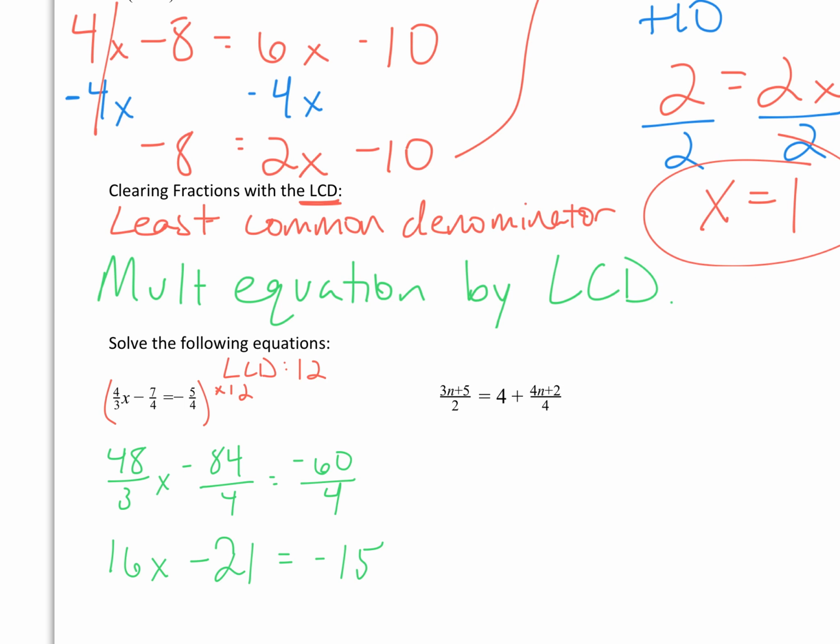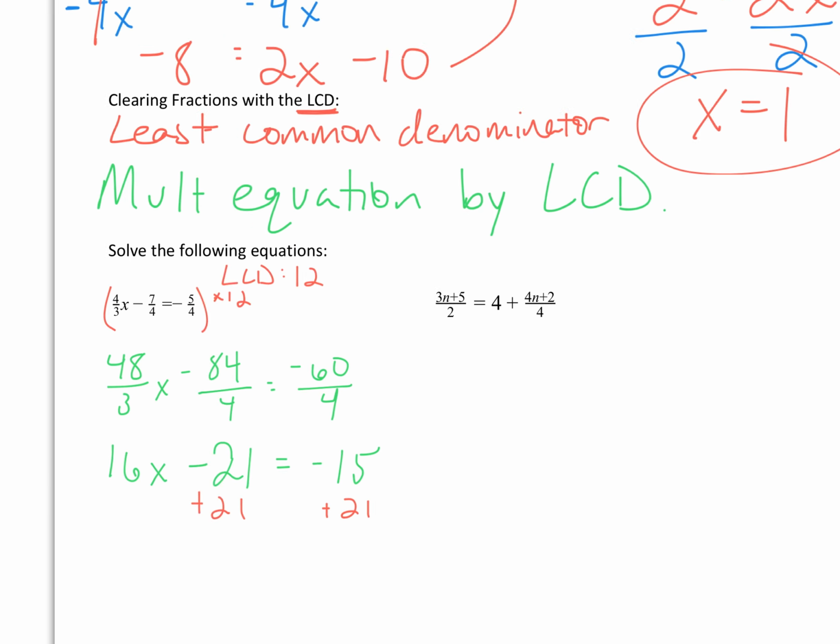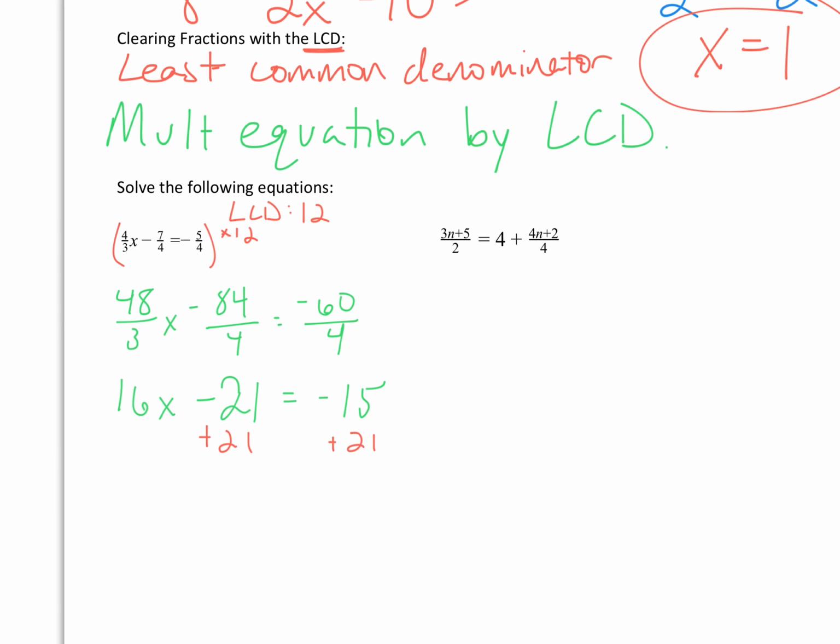Now we're dealing with something a little more basic, and we can use our addition property, where I can add 21 to both sides, and then our division property from there. So let me go down just a bit. We've got 16x, these cancel, equals 6.